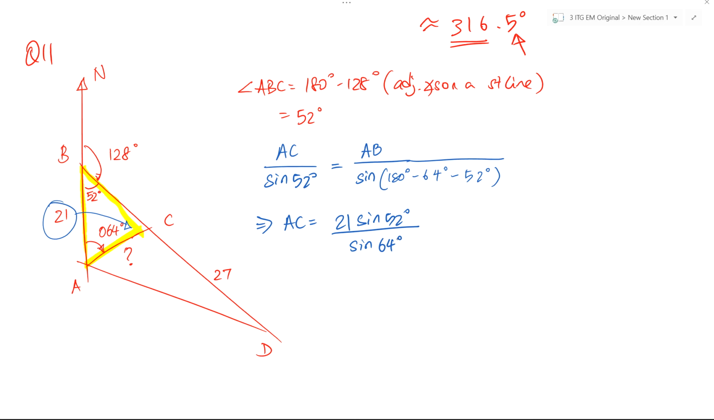Is it an isosceles triangle? Yes, based on this calculation, I get 64 degrees. So this is also 64. This must be the same as this.